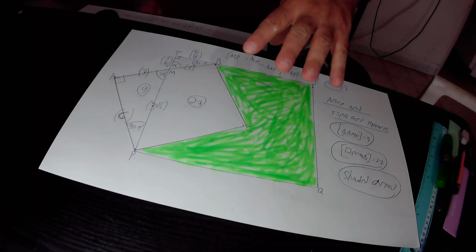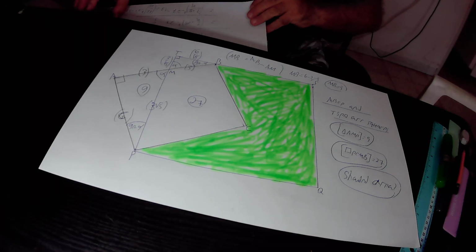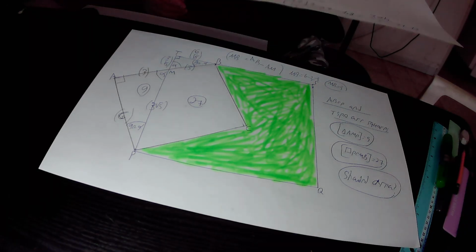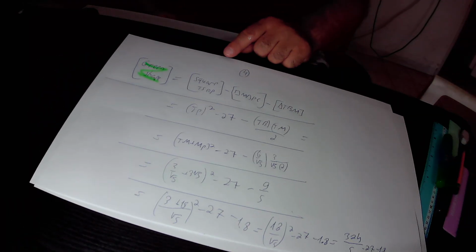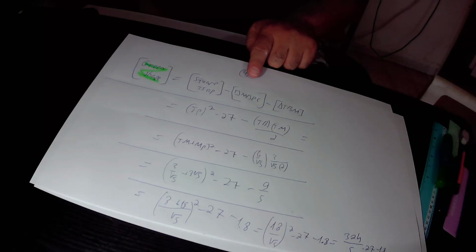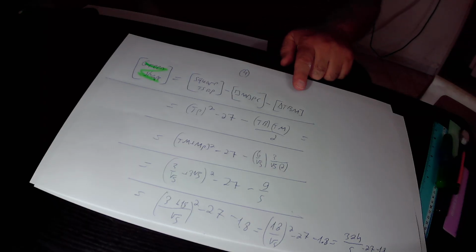Again, the area of this green shape in total equals the area of the big square TSQP minus the area of quadrilateral MBPC, which is 27 square units according to the question, minus the area of the small right triangle TBM.